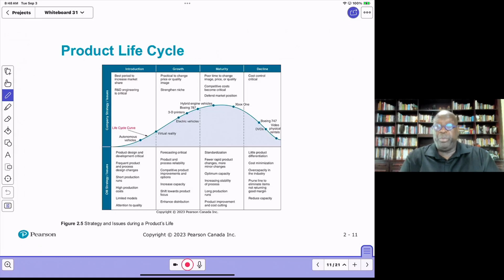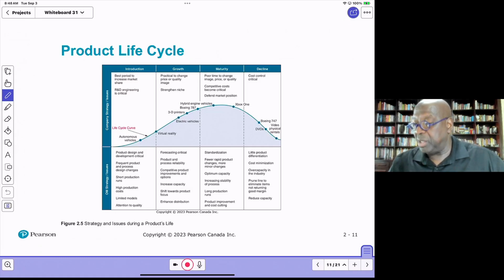So, for example, at one point in time, floppy disks, that was a revolutionary technology. Then it got to a point when compact discs or CDs were introduced, and those CDs eventually forced the floppy disk into a mature state and eventually decline. So there are these four stages that we tend to consider when we're speaking about a product life cycle.